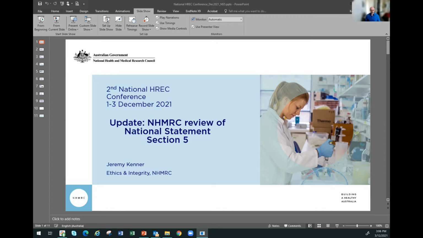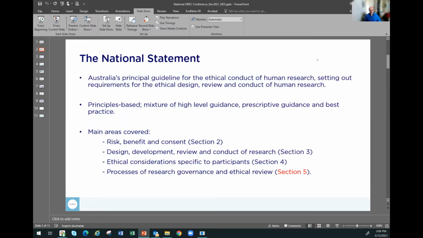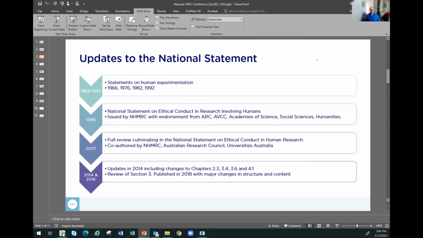And I'm just going to run through the slides. Wait a second, I know why. There we go. So I just described what the national statement is in very broad terms, what our history of updates is, starting from 1966 through to now.